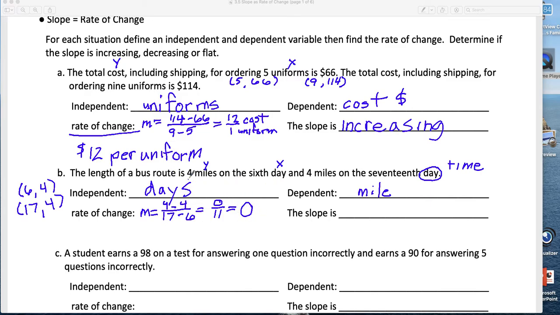Because on the 6th day I drove 4 miles. On the 17th day I drove 4 miles. How many miles do you think I'm going to drive on the 25th day? Still 4. So my slope is flat. And if I were to graph this, anything that has a slope of 0 is in fact a flat horizontal line. So it doesn't increase, it doesn't decrease, it just stays flat.